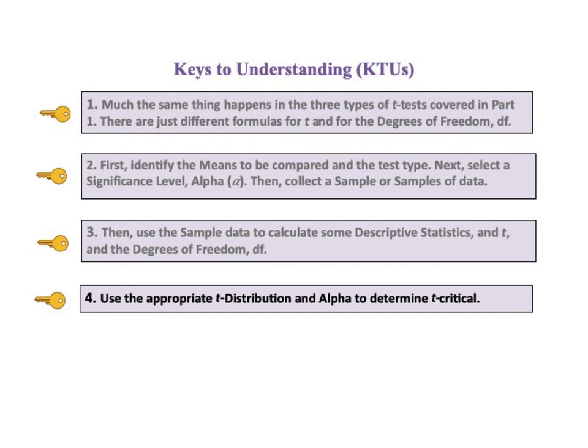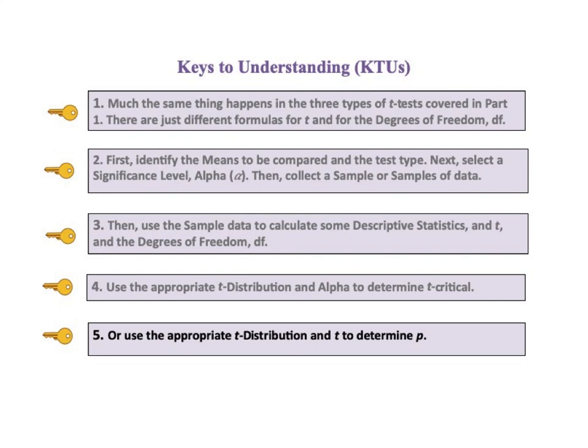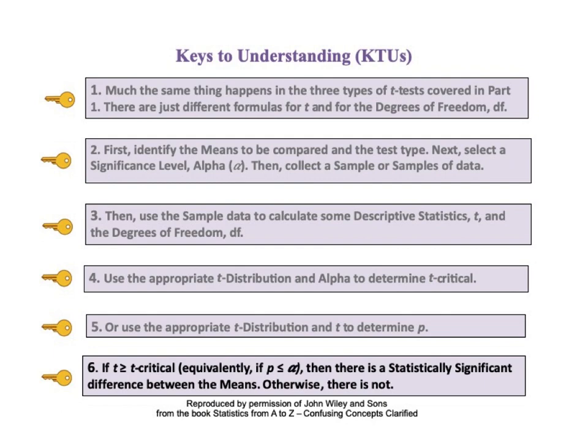Key to understanding number 4 says, then use the appropriate t distribution and alpha to determine t critical. KTU number 5 says, or use the appropriate t distribution and t to determine p. The 6th and final key to understanding says, if t is greater than or equal to t critical, or equivalently, if p is less than or equal to alpha, then there is a statistically significant difference between the means. Otherwise, there is not a statistically significant difference.